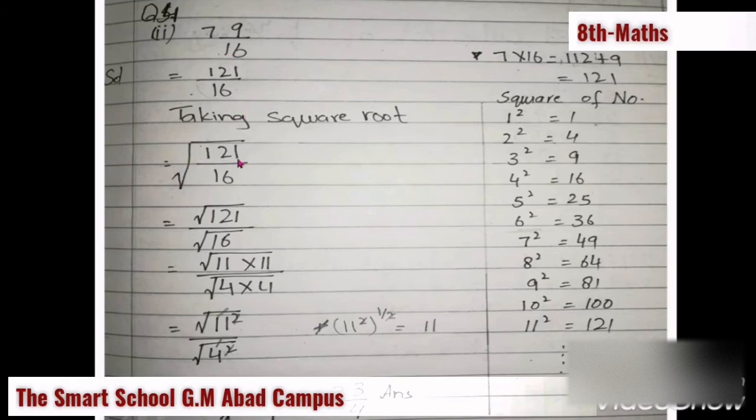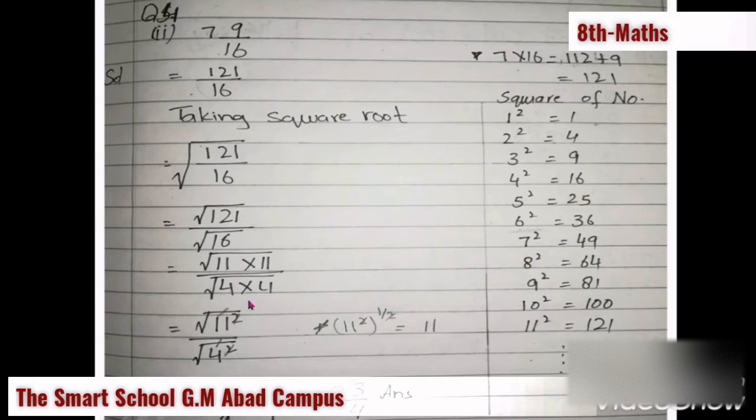Now taking the square root of 121/16. Here I write some squares. 1 square is equal to 1, 2 square is equal to 4, 3 square is equal to 9. As you know, what is the meaning of square? We multiply the number 2 times to get the square of any number. So here you can see 121 is the square of 11. That means when you multiply 11 two times you will get 121, and when you multiply 4 two times you will get 16. So actually we factorize these numbers. 121 has two factors, 11 and 11. 16 also has two factors, 4 and 4.